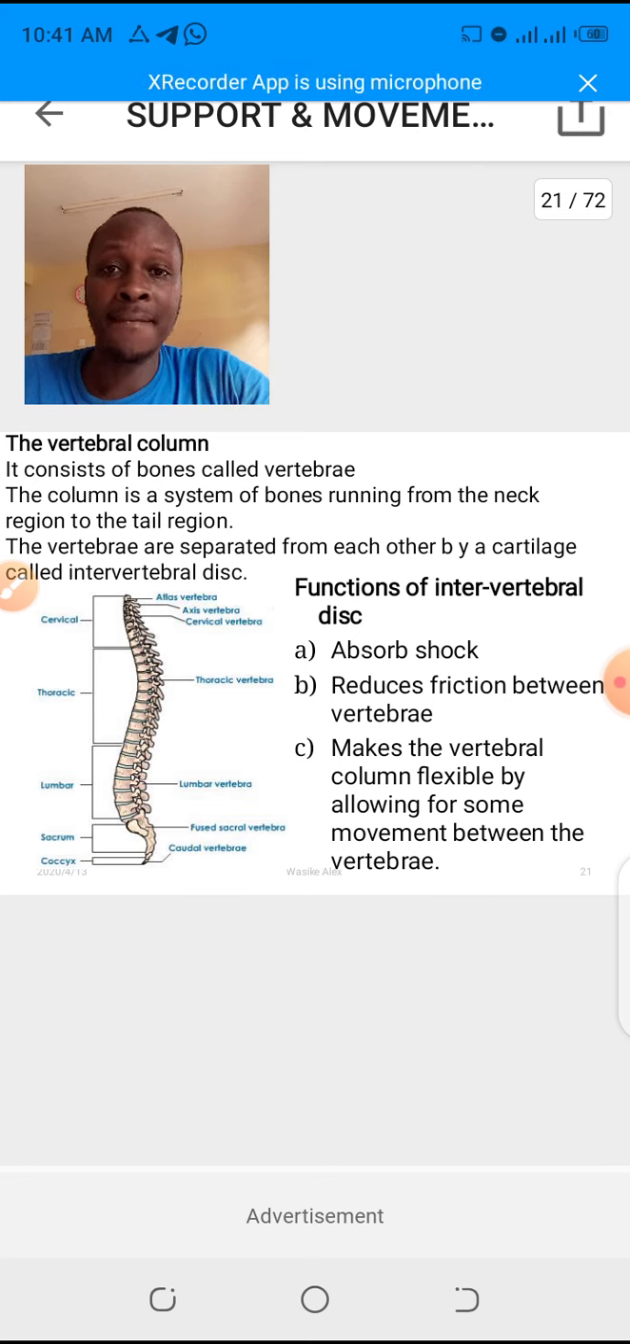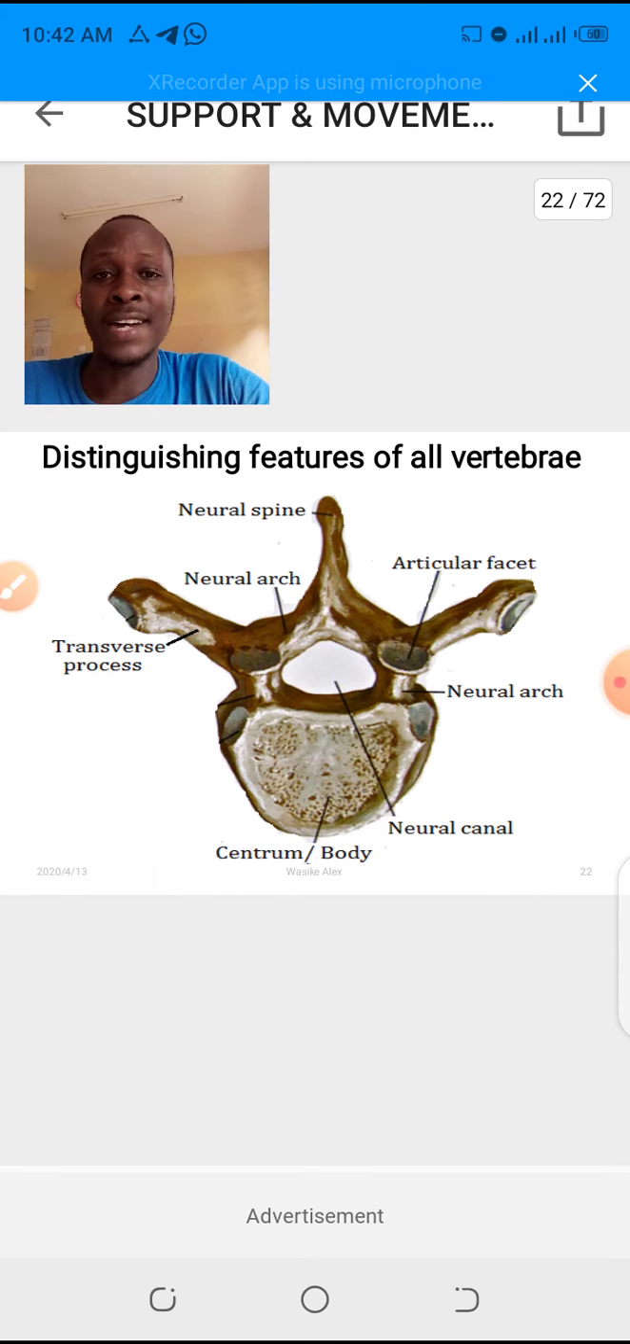We listed the five types of vertebrae. A vertebra is actually a bone of the vertebral column. We start with the cervical. Cervical is the first vertebra, followed by thoracic, lumbar, sacral, and finally the caudal vertebrae.